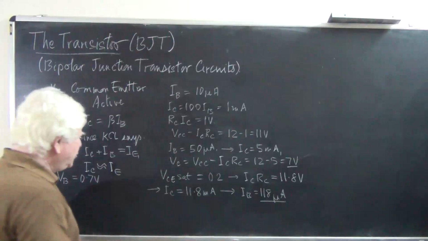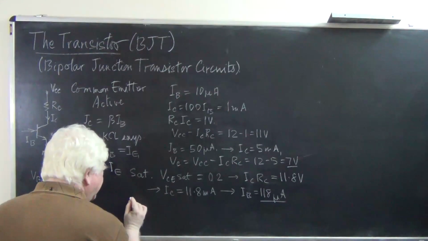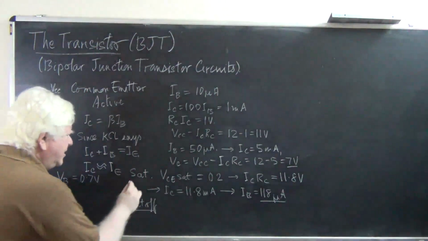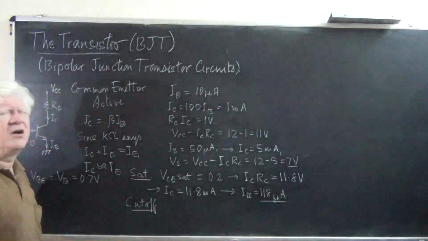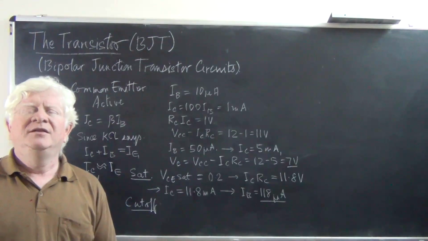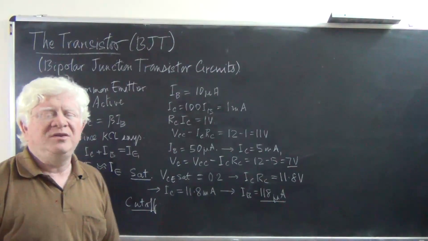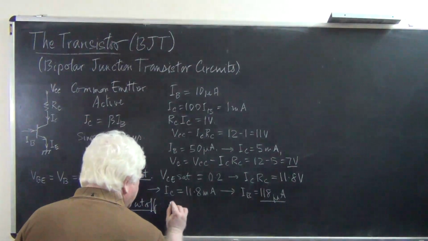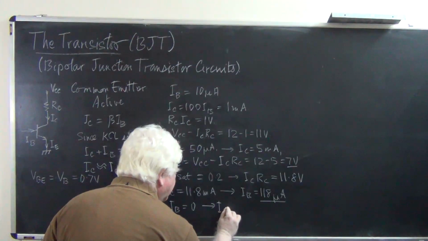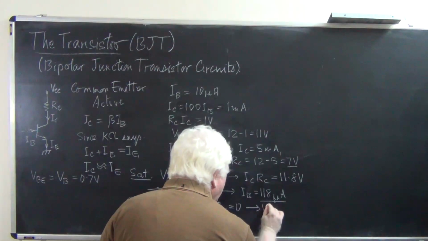So this was the saturation extreme. Next is cutoff. When does cutoff occur? Cutoff occurs when the base current is zero. When the base current is zero, the collector current is zero, and so VC goes up to as high as VCC. So IB equals 0, which implies that IC equals 0, which means that VC equals VCC.